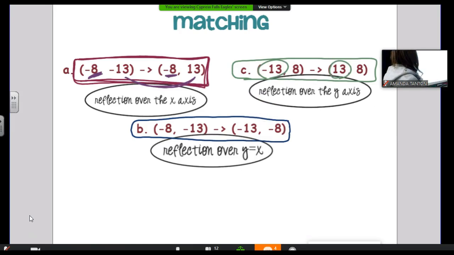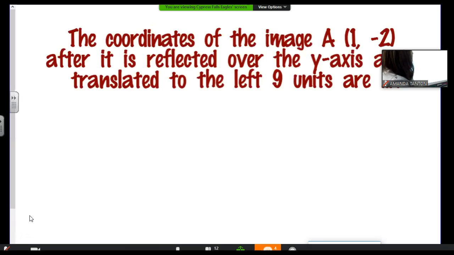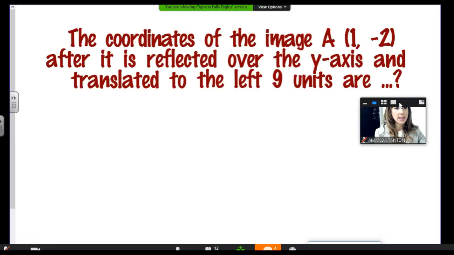Okay. Two more problems, and then we're done, I promise. The coordinates of the image A is at (1, -2). After it's reflected over the y-axis and translated to the left 9 units, what are the coordinates of the image? So it wants you to take that point, (1, -2), reflect it over the y-axis and translate it to the left 9. This is called a composition of transformations. It just means you're doing two transformations at once.